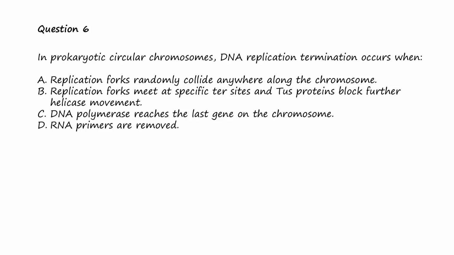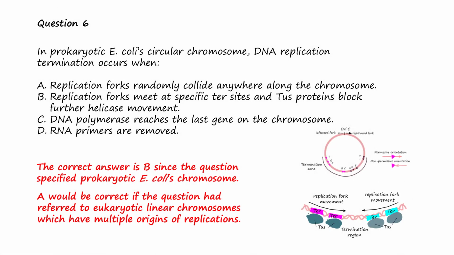Question 6. In prokaryotic circular chromosomes, DNA replication termination occurs when A. Replication forks randomly collide anywhere along the chromosome, B. Replication forks meet at specific TER sites and thus proteins block further helicase movement, C. DNA polymerase reaches the last gene on the chromosome, D. RNA primers are removed. The answer is B, because the question specifies prokaryotic E. coli genome, which has one origin of replication. Choice A would apply to eukaryotic linear chromosomes, which have multiple origins.